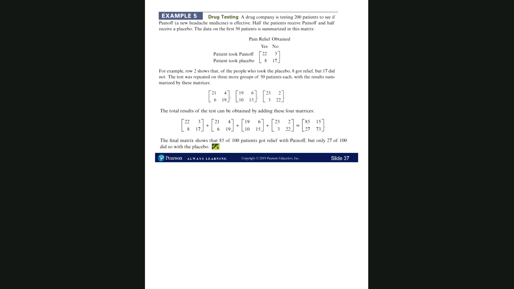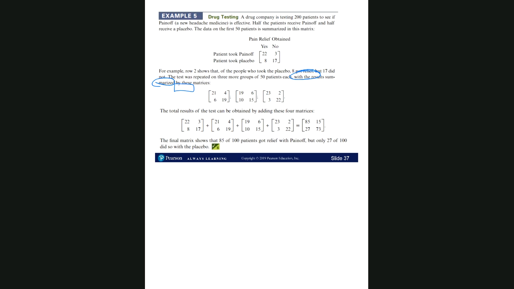So we have a drug company that is testing 200 patients. So that will be the total, and that could always be a question on your homework. They want to see if Pain Off, a new headache medicine, is effective. Half the patients received the medicine, Pain Off, and half received a placebo, which will be just a sugar pill, for example. And out of those, there were 50 patients tested at the same time.